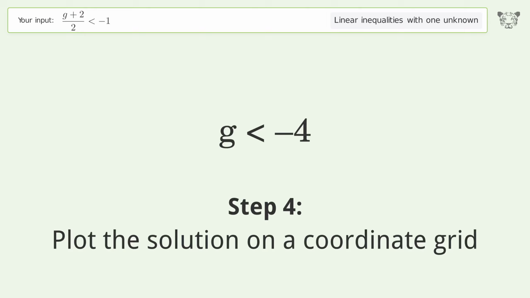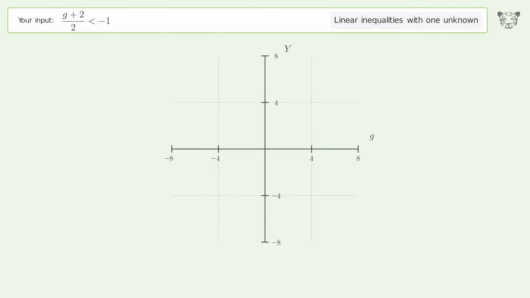Plot the solution on a coordinate grid. And so the final result is g smaller than -4.